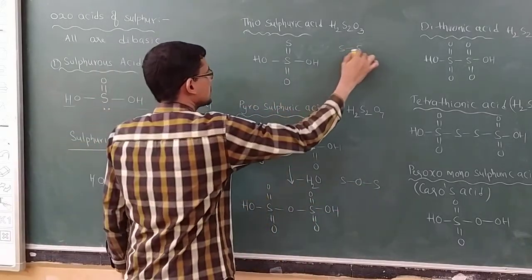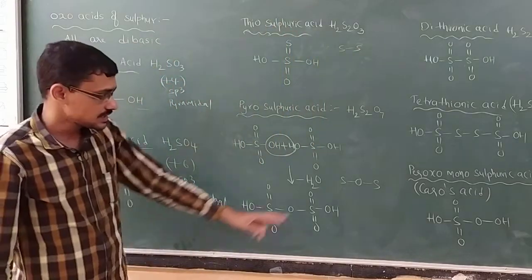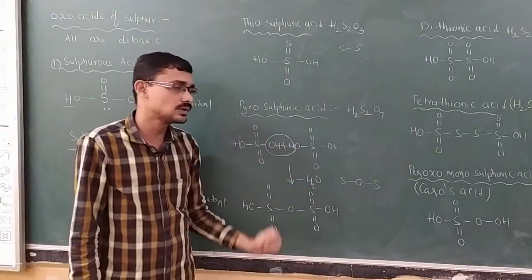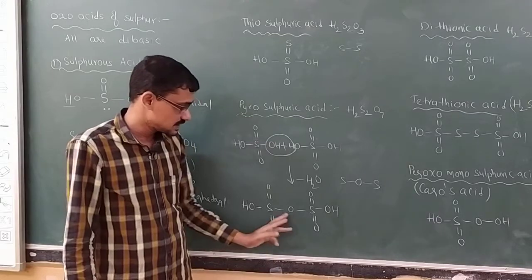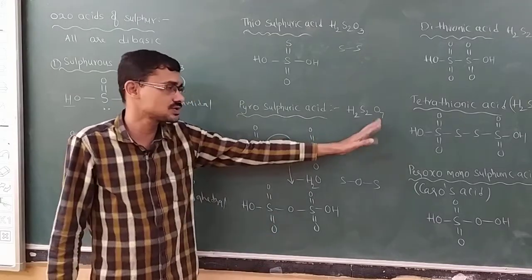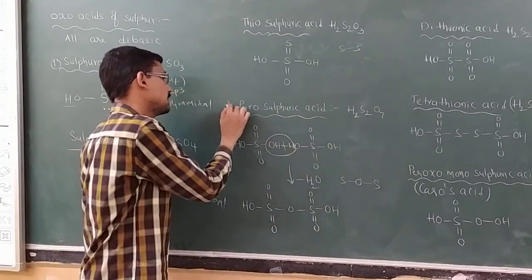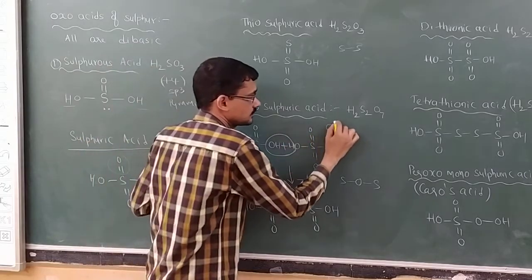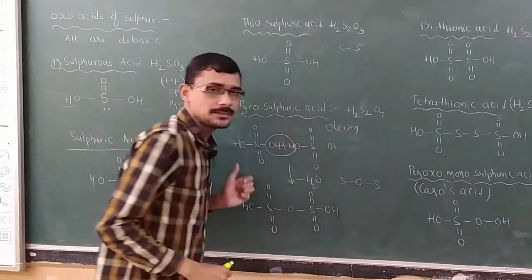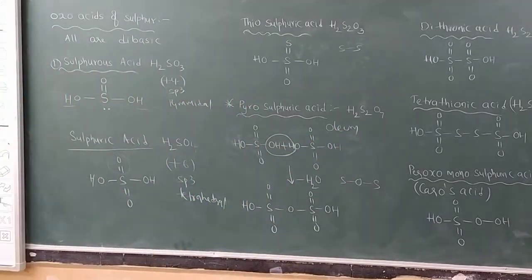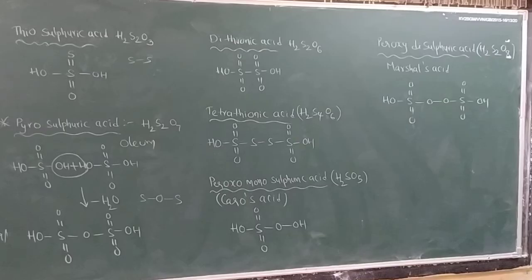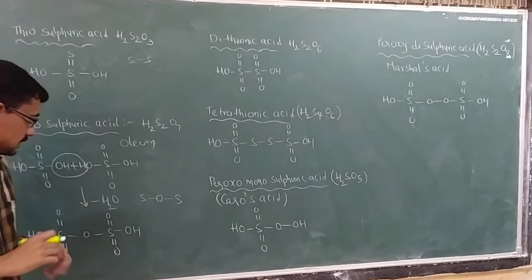SS linkage is called what? Thio. SOS linkage is called what? Pyro linkage, isn't it? So we got the SOS linkage. The molecular formula H2S2O7 is very important in this. Pyro. Oleum also we can call this one. It is called oleum. Very simple. Take 2 sulfuric acids, and we get pyro.